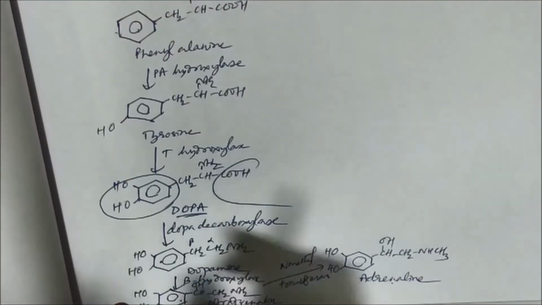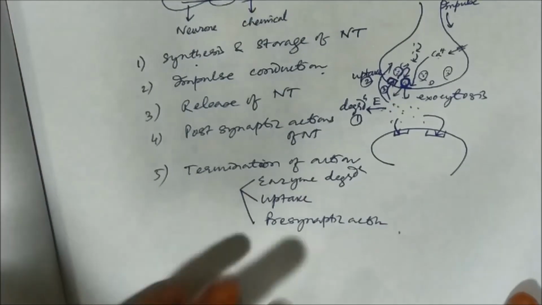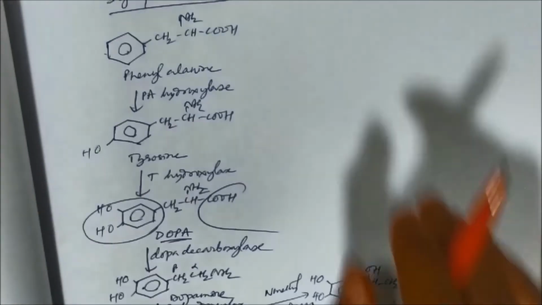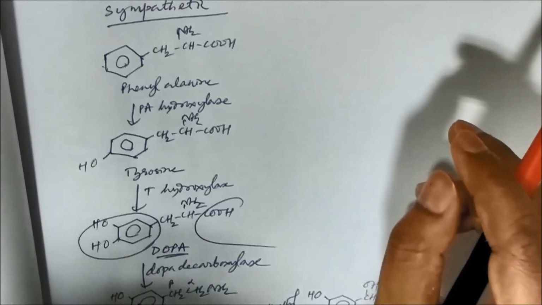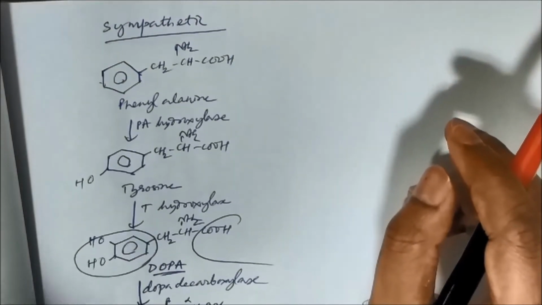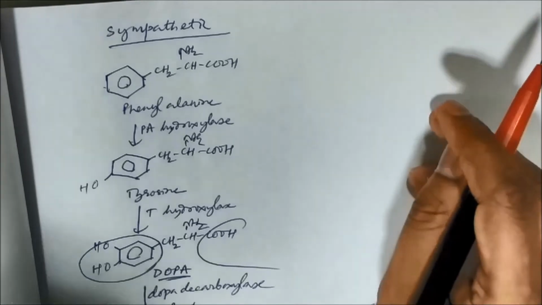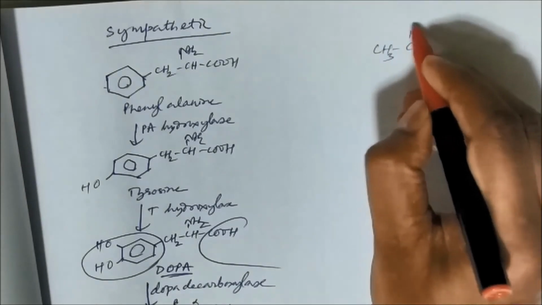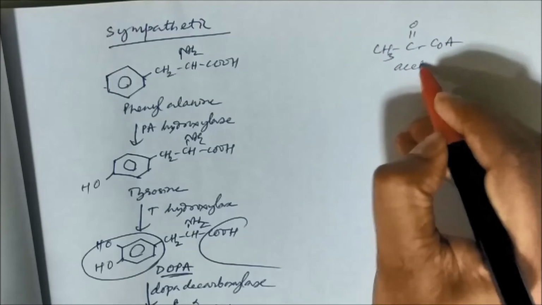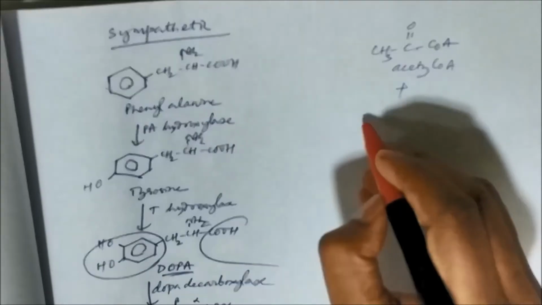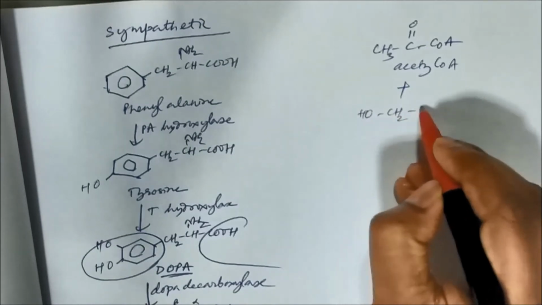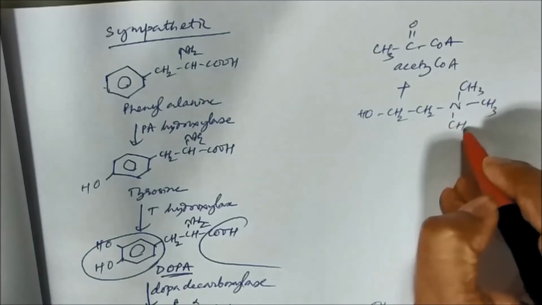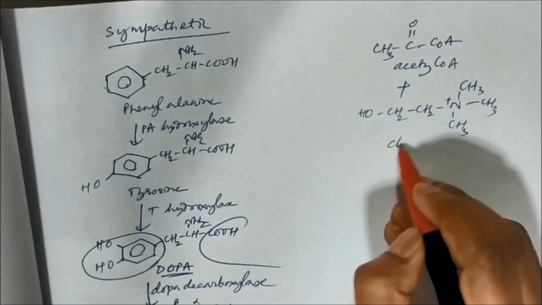Okay, the synthesis. Once this synthesis occurs here in the axoplasm, then they are stored in the synaptic vesicles. In the case of acetylcholine, in cholinergic neurons, only one step is there: acetyl coenzyme A plus choline, an alcohol, OH, CH2, N, CH3 plus. So this is called choline.